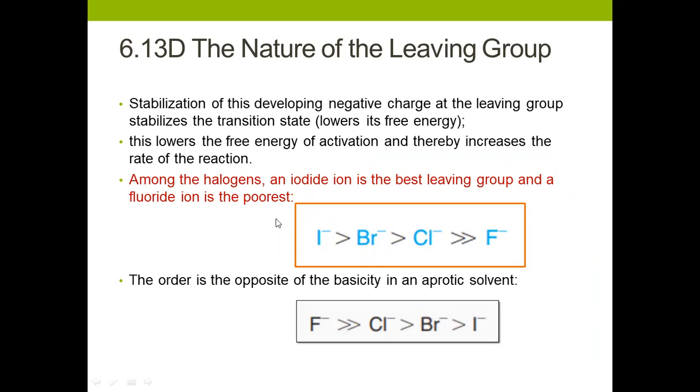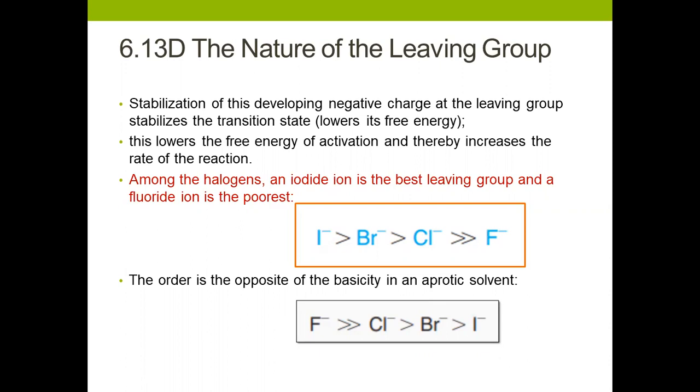So the electron density can easily be distorted because it's a large atom. There is much space for the electron density, the developed negative charge in this ion, to be dispersed, compared to a small atom. In an aprotic solvent, however, there is no proton.